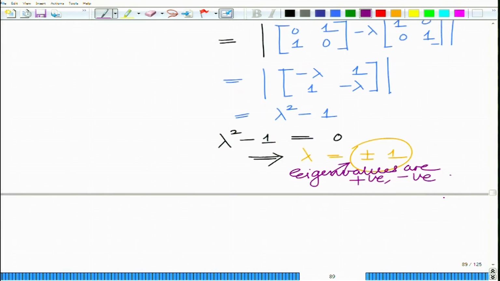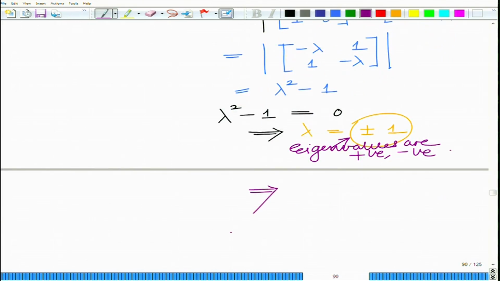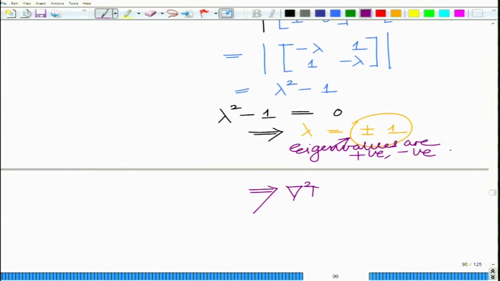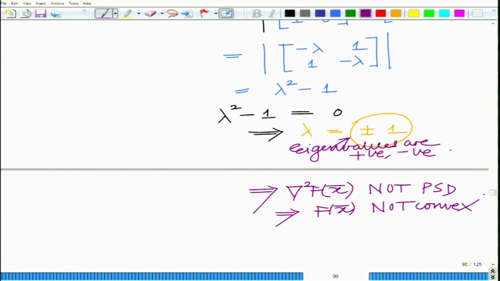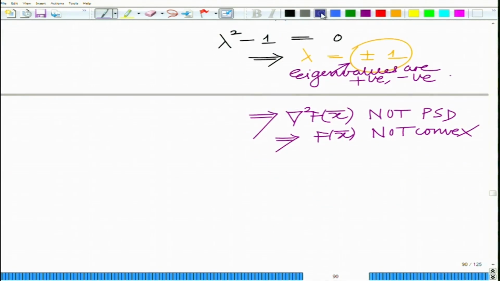It has a positive eigenvalue and a negative eigenvalue. So, remember a positive semi-definite matrix has only non-negative eigenvalues, that is eigenvalues greater than or equal to 0. Here you have a negative eigenvalue, that is minus 1, which implies the Hessian is not positive semi-definite, and therefore f of x bar is not convex. Implies del square f of x bar is not positive semi-definite, implies f of x bar is not convex. Now, what about concavity?